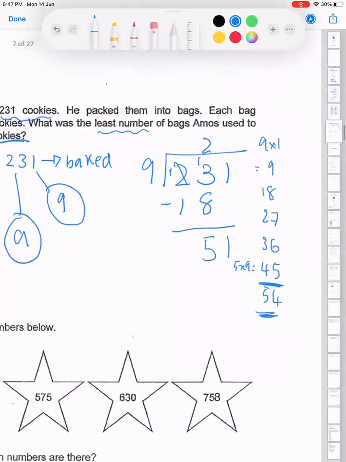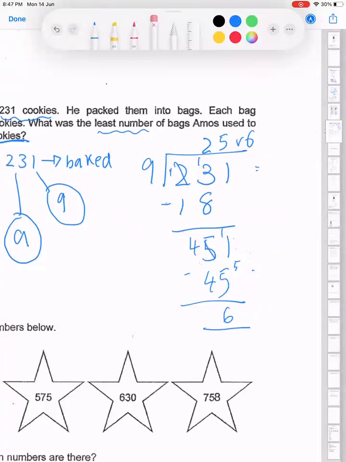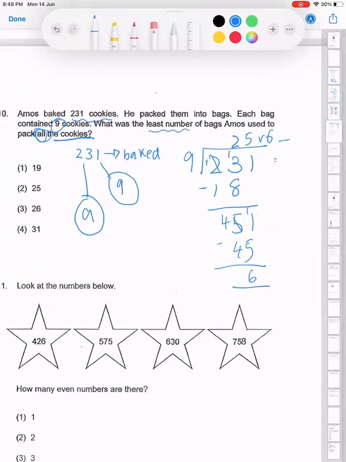So 5 minus 45 will give you 6. So there will be a remainder of 6 cookies. Let me erase this so you can see better. Remainder 6 cookies. So to fill all, we need to plus 1 bag, right? To fill all the 6 cookies. So the answer will be 26, option 3.